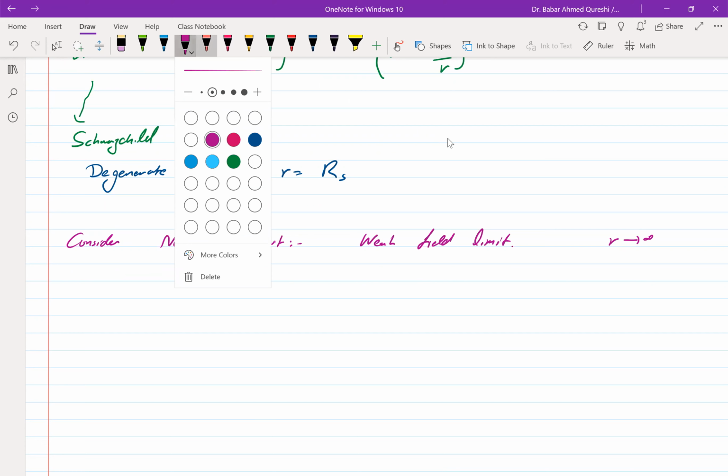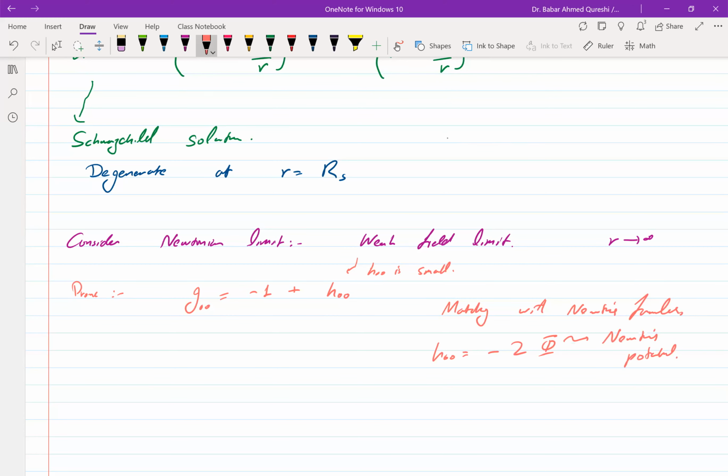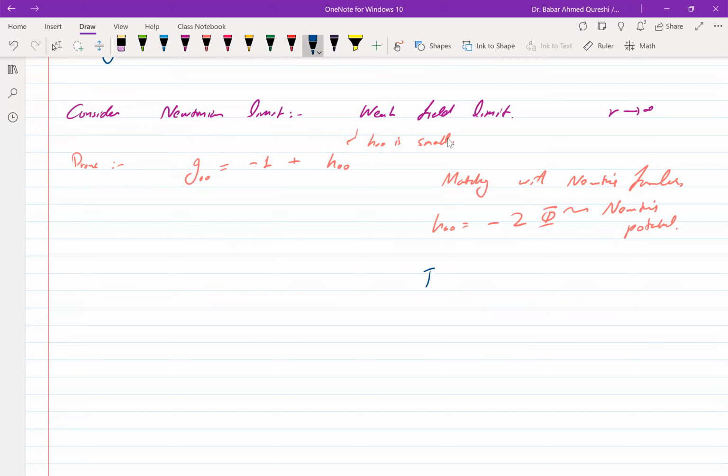However, we know this, you should prove or look it up, that if I write, for example, the 0, 0 component of the metric as a deviation from its standard value, where h_00 is small, then matching with Newton's formulas gives me that h_00 has to be minus 2 times phi, where this is Newton's potential. And we know that in a spherically symmetric case, Newton tells us that this potential is minus GM over r, where M is the mass of the gravitating body.